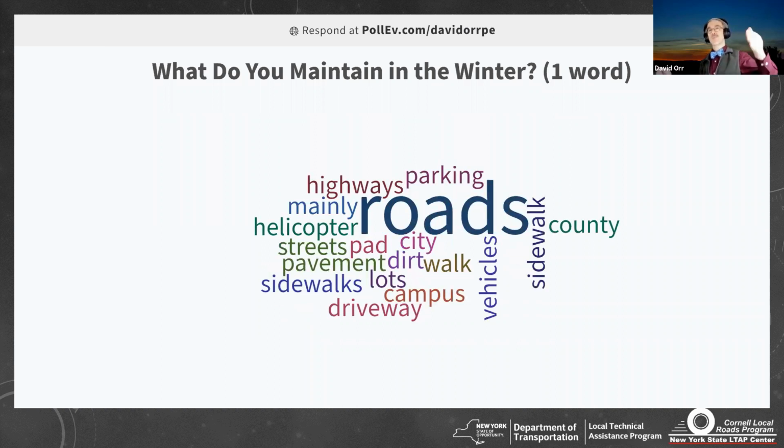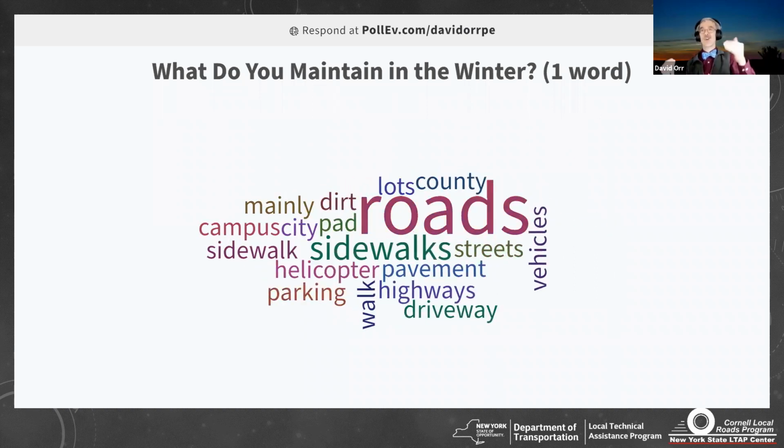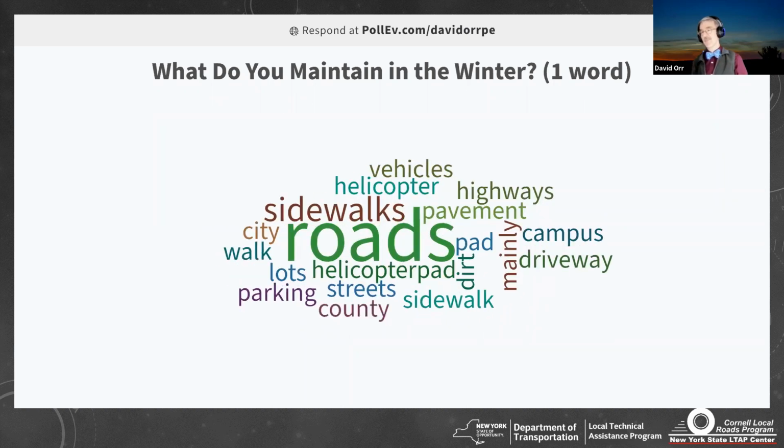So your transportation network isn't just your roads. Now, for some of you, it is. You know, when I was in Yates County, we just maintained roads. We didn't do any of the parking lots. That was done by the buildings and grounds folks. Oh, except for our own parking lot. So you need to think about, oh, I like that. Somebody's got a helicopter pad they have to maintain.